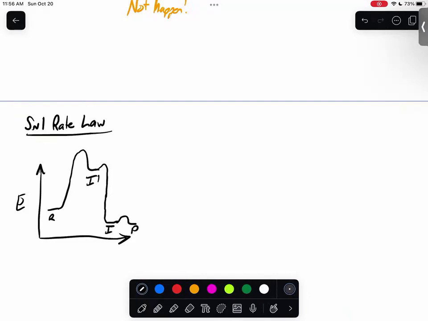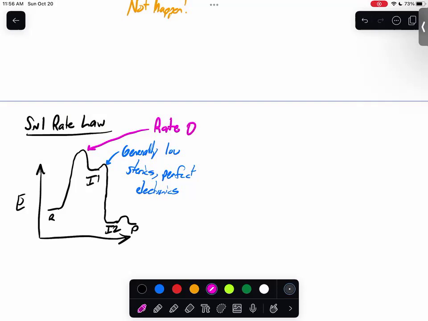And the reason for this is because this spot here is generally low sterics and pretty much perfect electronics, right? So it has a really low activation energy. What that means for us is the first step is our rate determining step, right? And remember, our rate law is based off the rate determining step. So what happens in the first step that we've drawn many times already is just that our leaving group leaves.